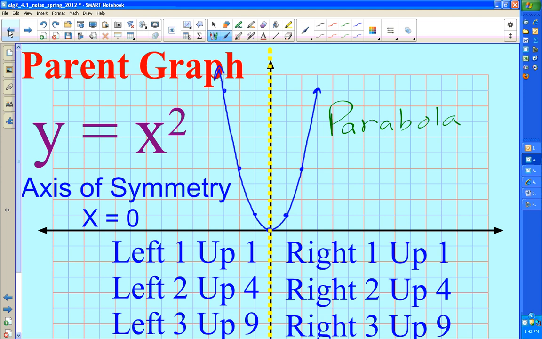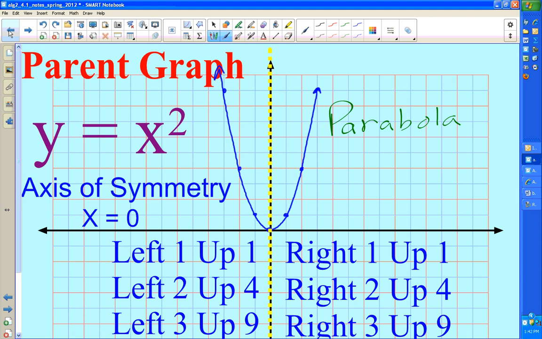Look here, right 1, up 1. Right 2, up 4. Right 2, up 2. And right 3, up 9. Right 3, up 4.5.